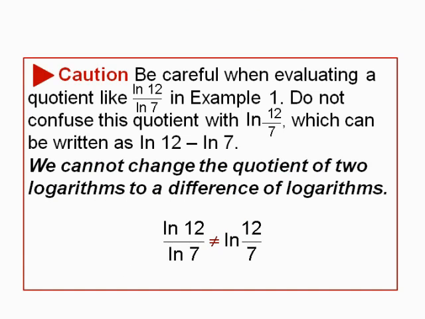All right, so now also there's a caution here. Let's put a caution flag up. Be careful when evaluating a quotient like the natural log of 12 divided by the natural log of 7 in the previous example. Do not confuse this with the natural log of 12 over 7, which can be written as natural log 12 minus the natural log 7. So we cannot change the quotient of two logarithms to be the difference of logarithms.